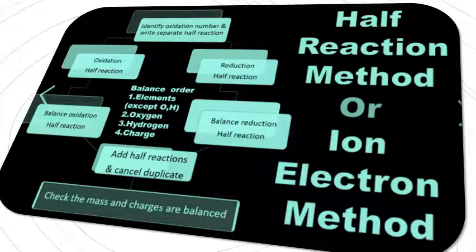Hope you are in good health. So today we will talk about balancing of redox equations by another method. Already one method, the oxidation number method, we had done. But today we will proceed with balancing of redox equations or reactions with the half reaction method, or you can say the ion electron method. So let's check it out.